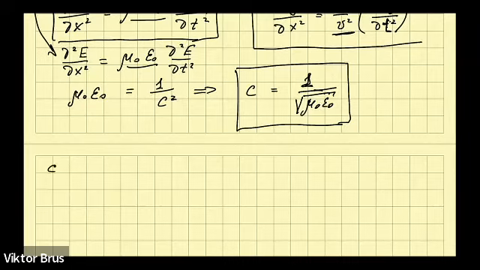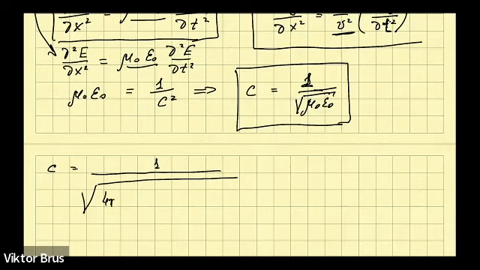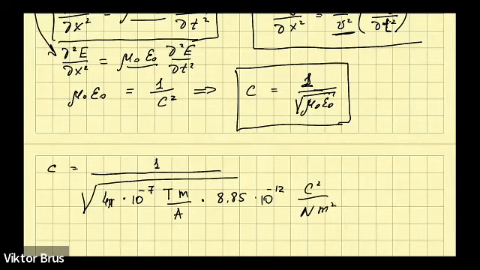So we can calculate the speed. It will be 1 over the square root of 4 pi times 10 to minus 7 Tesla times meter divided by ampere, multiplied by 8.85 times 10 to minus 12 Coulomb squared per Newton meter squared, and eventually we will get 2.99792 times 10 to the power of 8 meters per second.